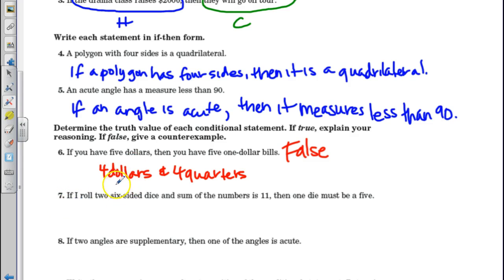Or 4 $1 bills, I guess I should say. All right. So you guys try number 7.